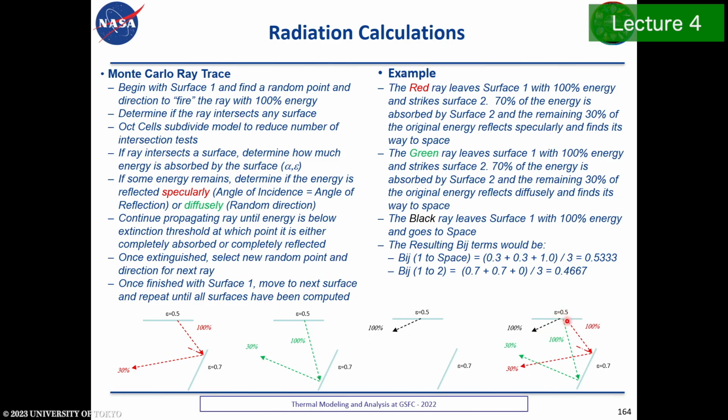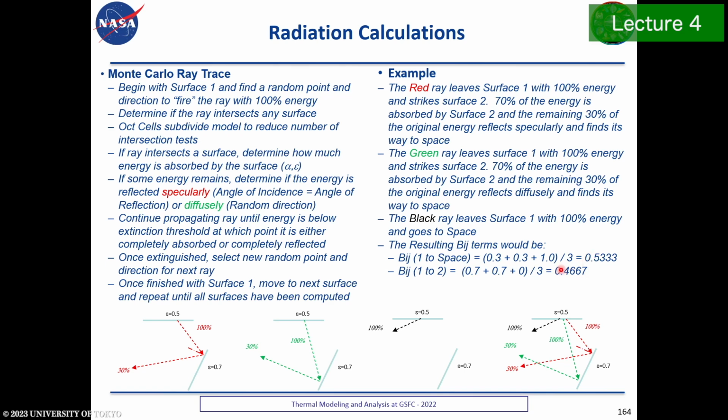So if I combine all three of these, this is what I get, and I would look at a Bij to space. I would say, all right, well, I had a total of 300% for 3 rays. 0.3 went to space from the first ray. 0.3 went to space from the second ray. 100% went for the third ray. So 0.3 plus 0.3 plus 1 divided by 3 gives me a view factor to space, or a ray interchange factor to space, of 0.5333. From 1 to 2, I would have 0.7, 70%, 0.7 again, and 0, divided by 3, 0.4667.